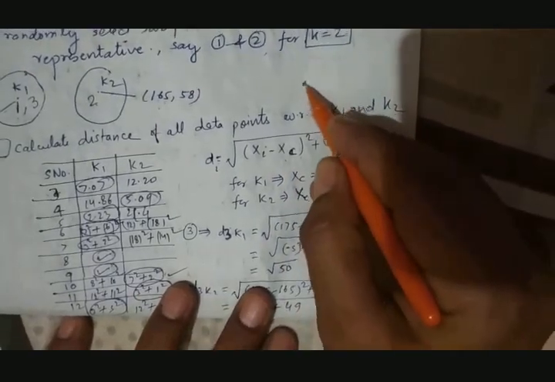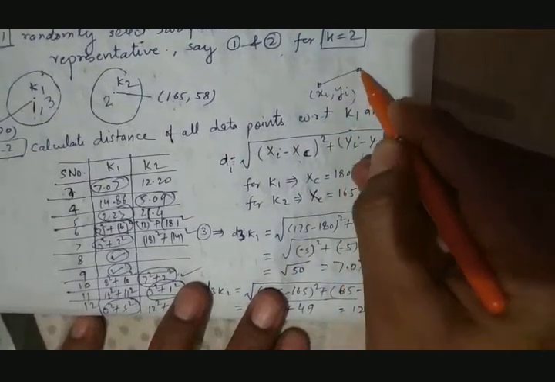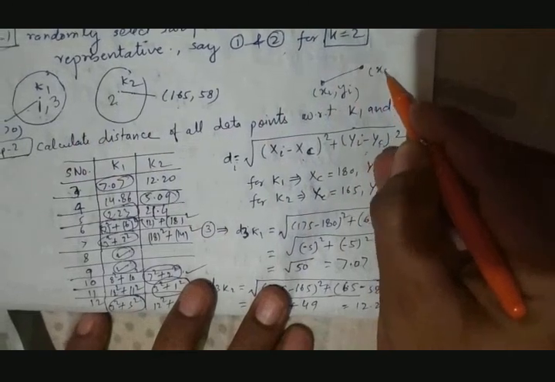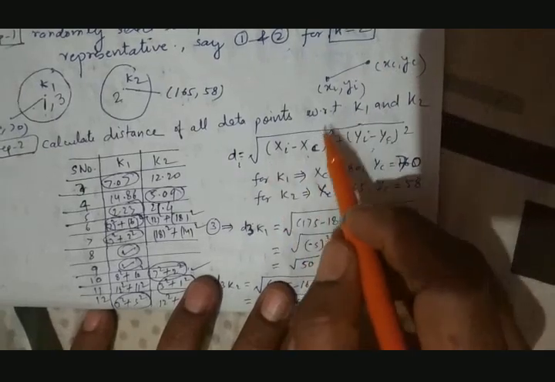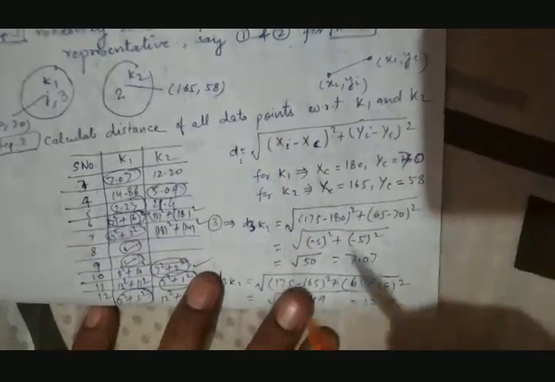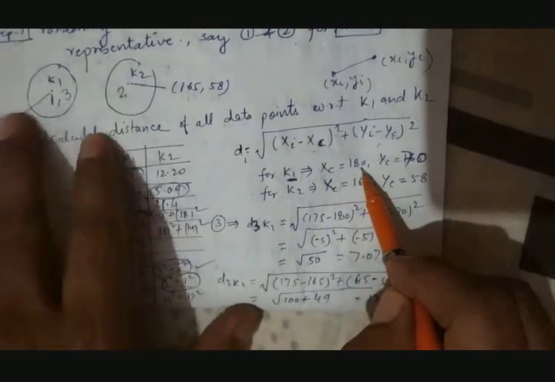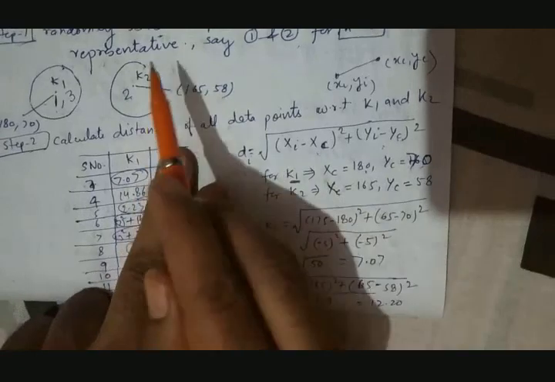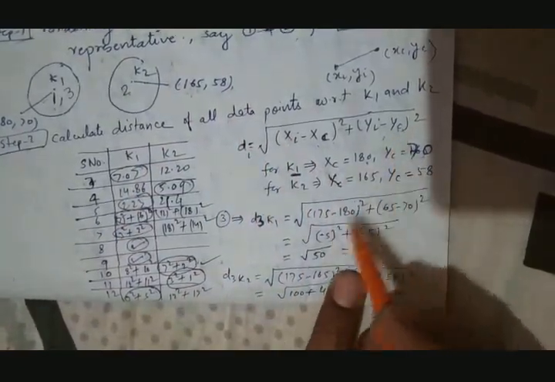Basically we are calculating the distance between two points. The first point is xi, yi, and the second point may be K1 or K2. Let's say it is K1, with coordinates xc and yc. We use the Euclidean formula, (xi minus xc) whole square plus (yi minus yc) whole square, and finally we take the square root. For K1, xc is 180 and yc is 70, and for K2, xc is 165 and yc is 58. Now we will calculate the distance.